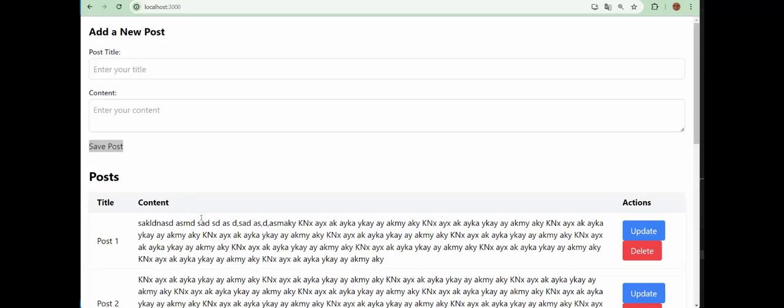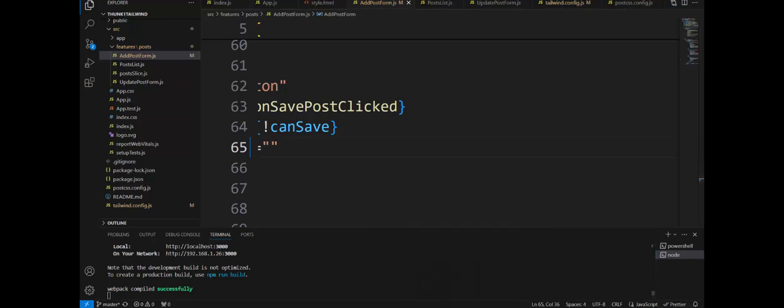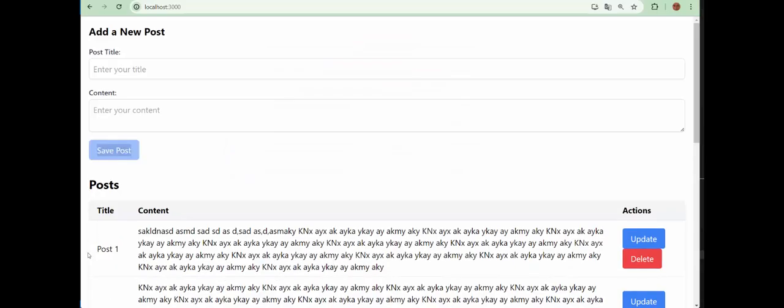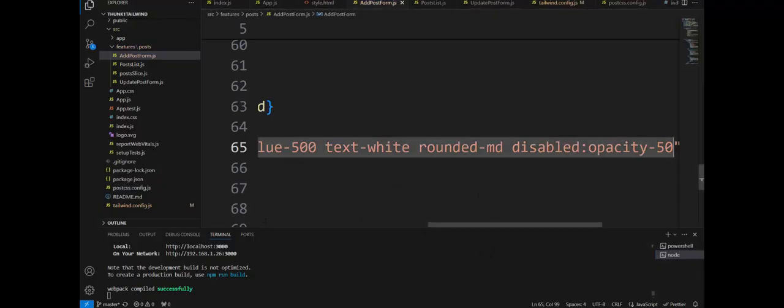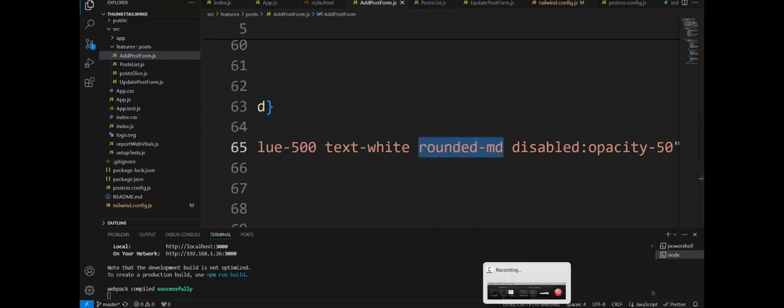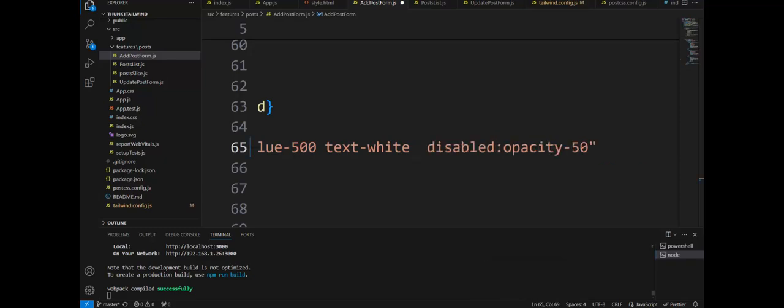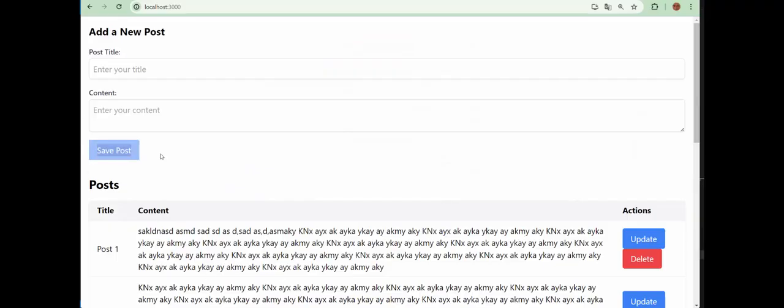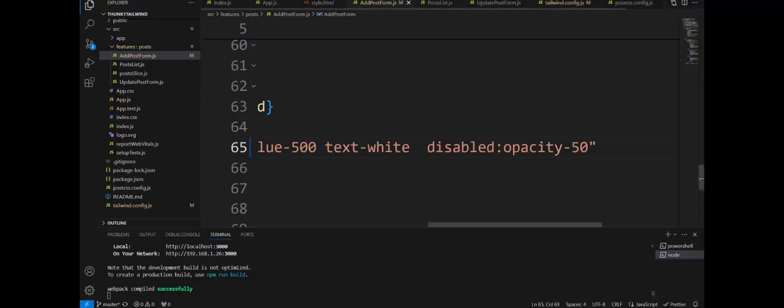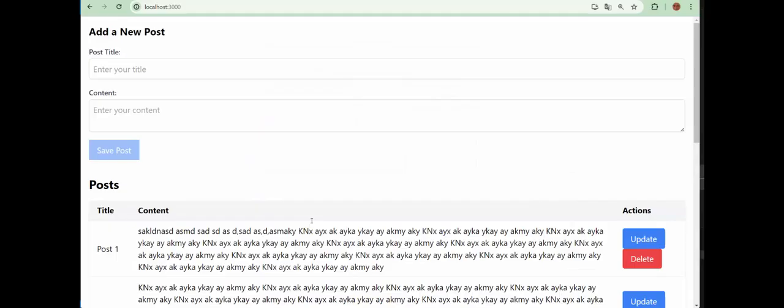And when I get back, now we have save post. And I can round it. Look at rounded MD. Now it would be without rounding angle again, and now rounded angle, etc.